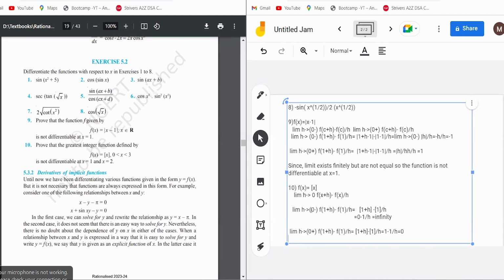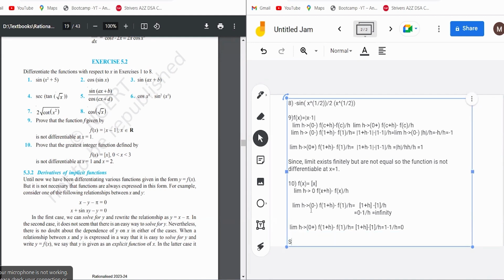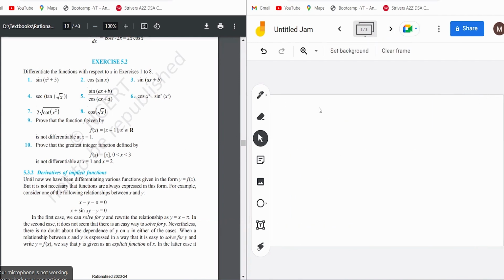Okay. So function is not differentiable at x equal to 1. Simple. Now we have to do for x equal to 2. So let's move to next page. X equal to 2. Yes, x equal to 2. So for x equal to 2, again we will do the same thing.